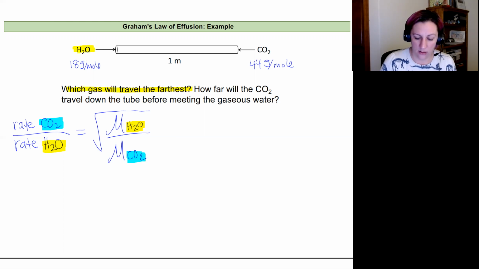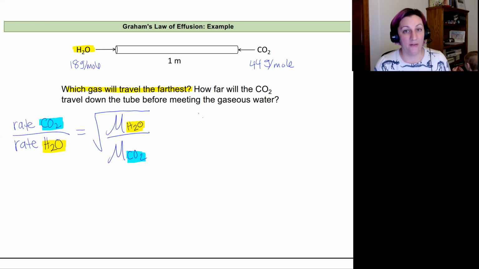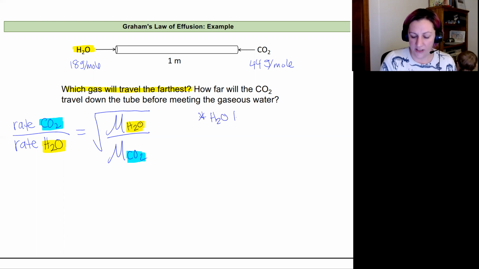the water, because it is lighter, so it will travel faster, right? So let's write that down. H2O is lighter, therefore it will have a higher velocity, therefore it should travel further. Let's plug things in and see what that ratio actually is of how much further it will go.